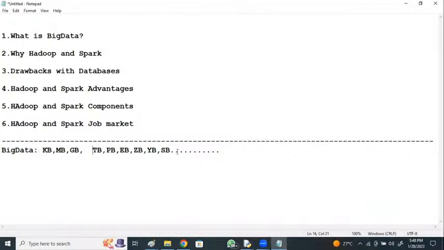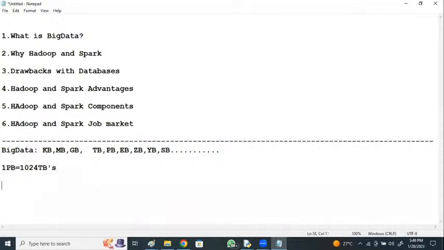But do you think petabytes of data are getting generated in the current real world? 1 petabyte equals 1024 TBs. Already 1 TB is a large storage unit, so 1024 TBs forms a petabyte. Do you think petabytes or exabytes of data are getting generated in the current world? If so, what are examples of petabyte data generation?